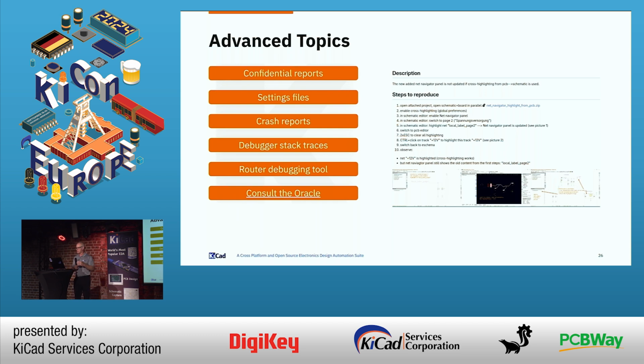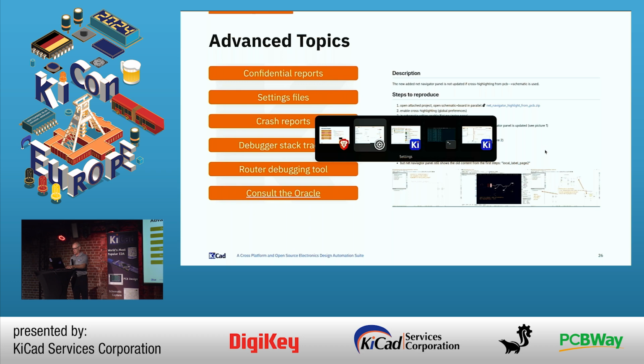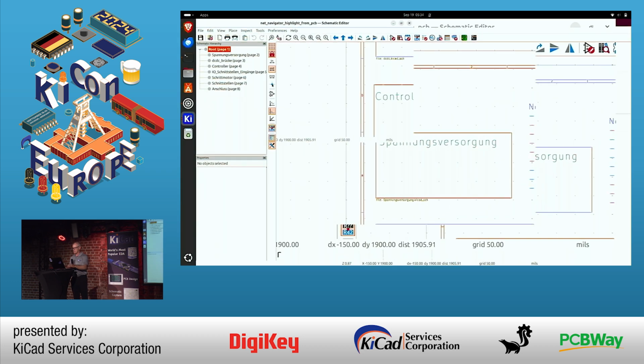So here's an example, and you can see from the screenshot that he did a bunch of consecutive screenshots to show what he did and what he was seeing. But what's better is you notice up here he included a Net Navigator highlight from PCB zip. He included a minimal sample file. And here I'm going to switch over to it. Oh, and let me refresh.